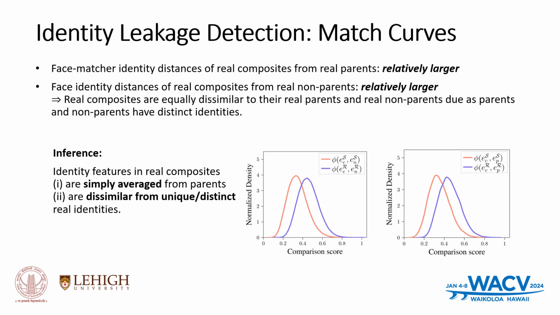Analyzing the identity distance distributions of real composites from their real parents and non-parents, we find that they are relatively at large identity distances from their parents and non-parents. This signifies that real identities, which are distinct, are dissimilar from averaged or composite identities. Thus, real composites simply have averaged features of their parents without any aggregation of other identities.